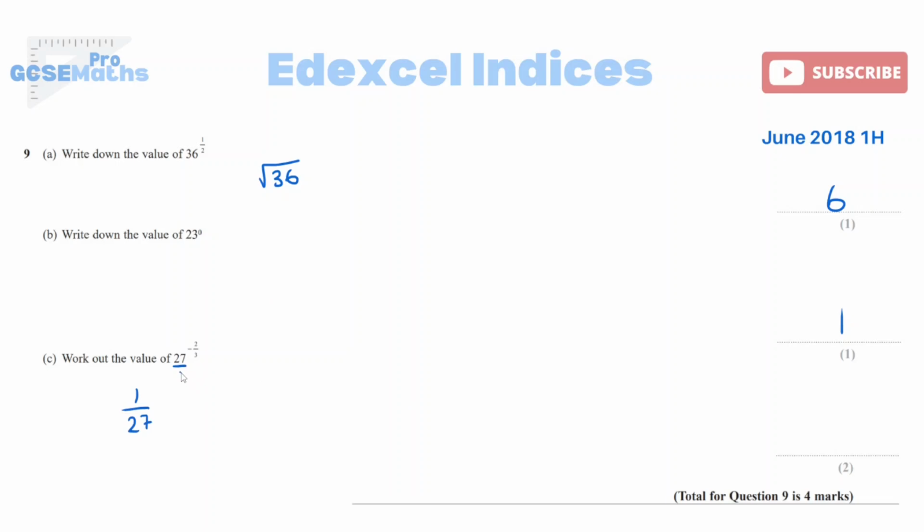Because 27 as a fraction is technically 27 over 1. If you did 27 divided by 1, it's still 27, isn't it? That's the same thing. So the reciprocal is then 1 over 27. That is the negative part. You don't have to worry about that anymore.